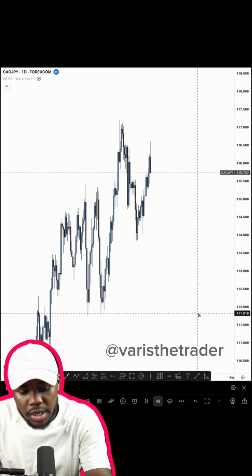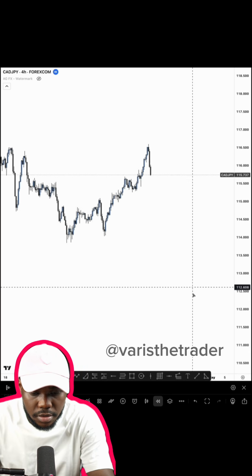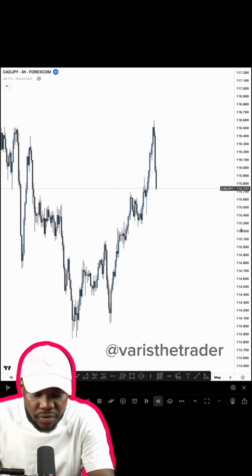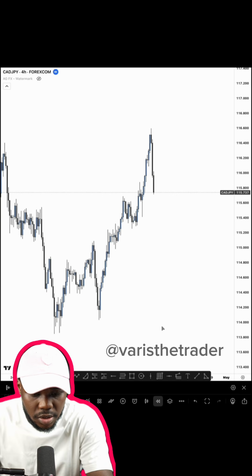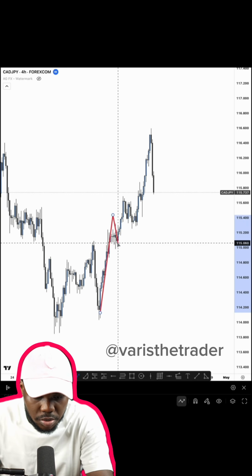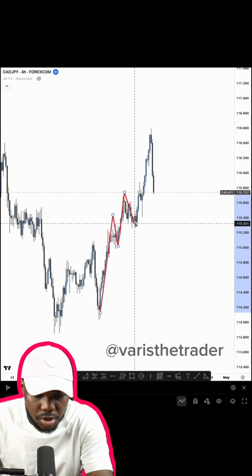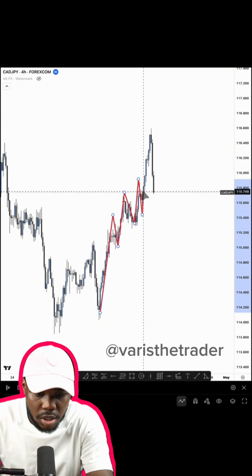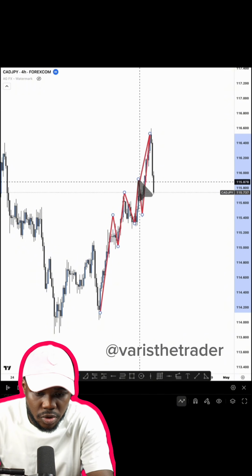So going down to the 4-hour time frame, you can see how structure has presented. I'm going to mark it out. From here, we had the push down. From here, we had the push down. From here, we had the push down. And this was where the last break of structure happened.